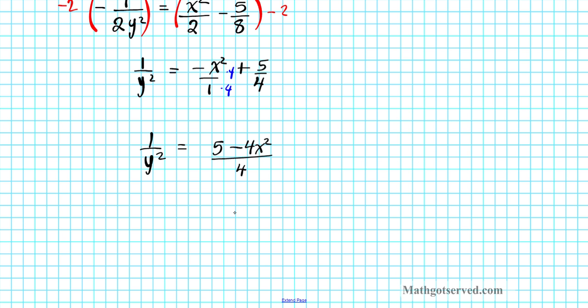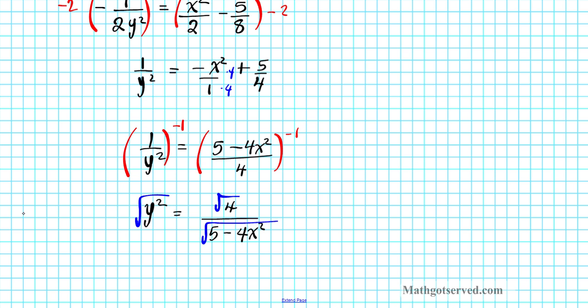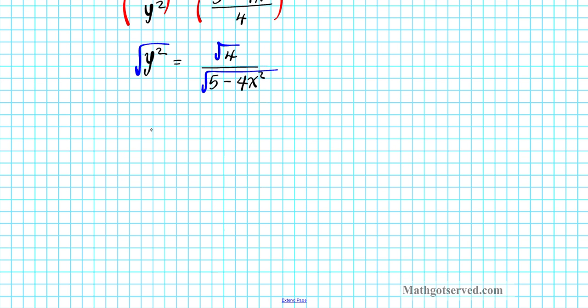Okay. All right, so what we're going to do next, we're just simply going to reciprocate both sides of our equation. So just raise both sides to the negative 1 power. And that yields y squared equals 4 over 5 minus 4x squared. And then to finish it off, we just take the square root of both sides, the square root of the numerator and the square root of the denominator. And that gives us our final answer, which is y equals, actually square root of 4 is 2, so 2 divided by the square root of 5 minus 4x squared.